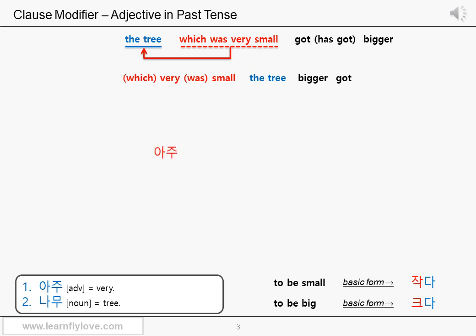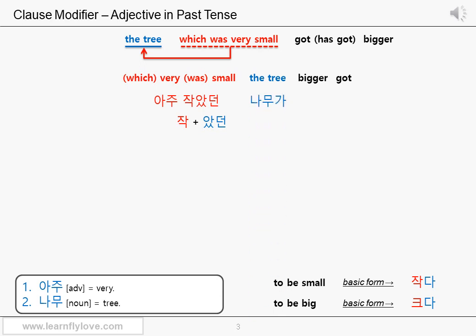Very is 아주, 아주. Or you can use 되게, 되게 in spoken Korean. The basic form of the adjective small is 작다, 작다. And 작 is the stem. Since 작 has a vowel and a final consonant, you need to add 던 sound to turn the clause into the adjective clause modifier in the past tense. 작았던, 아주 작았던.